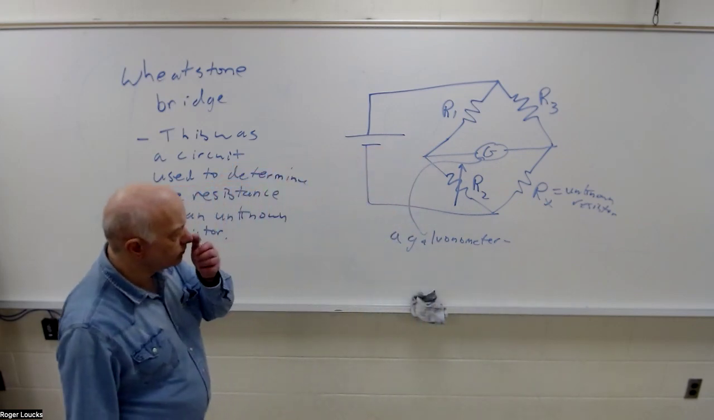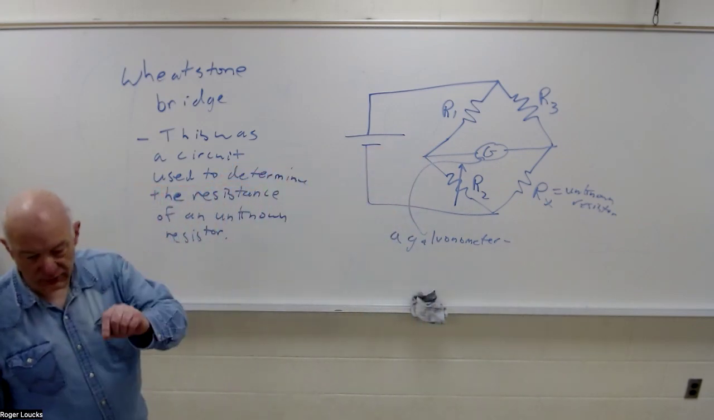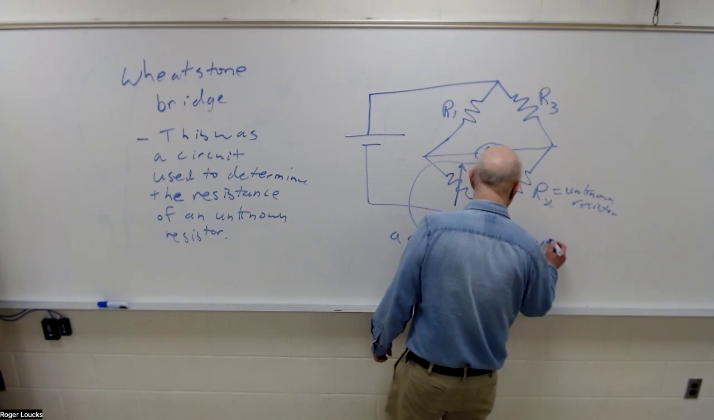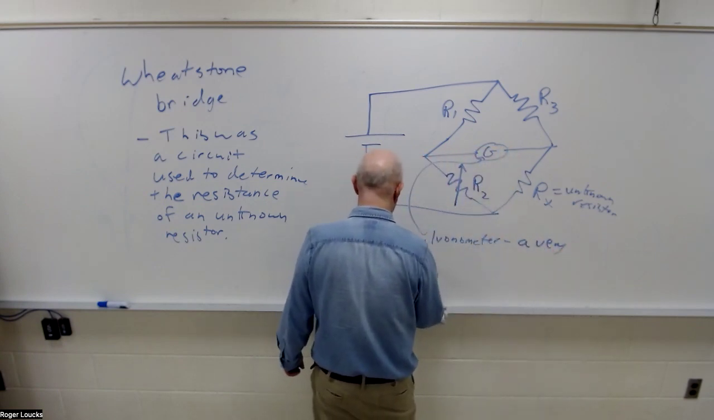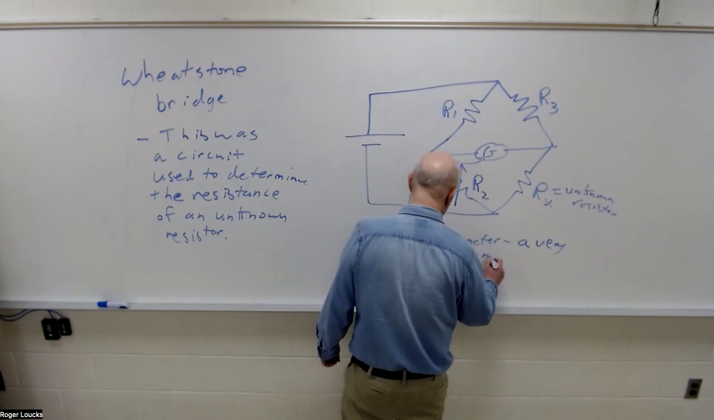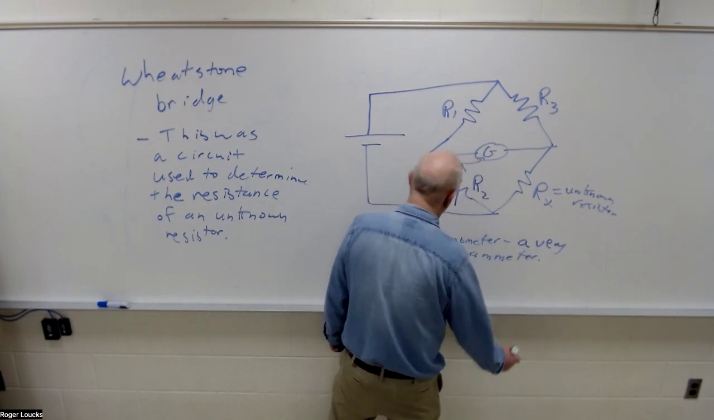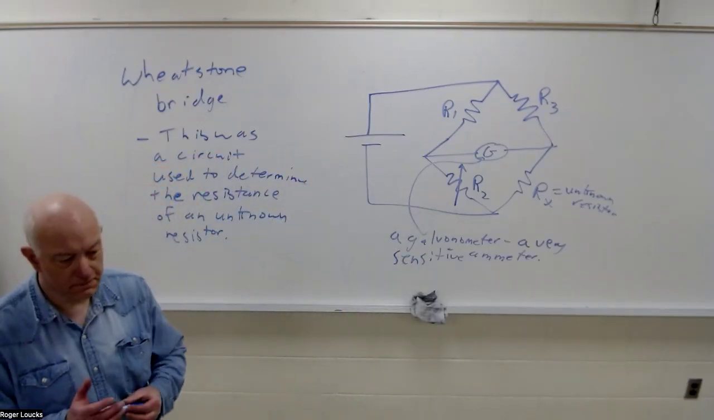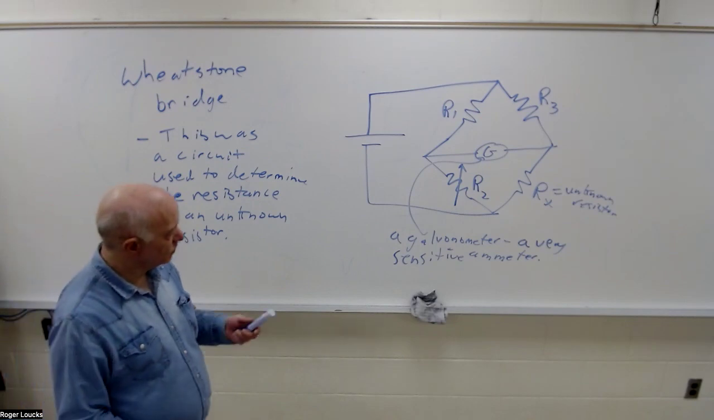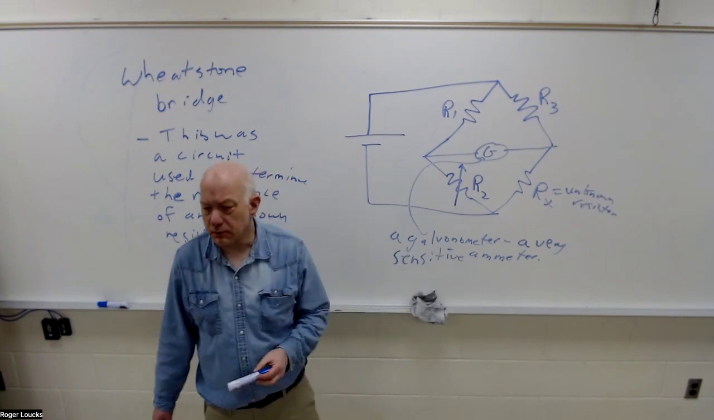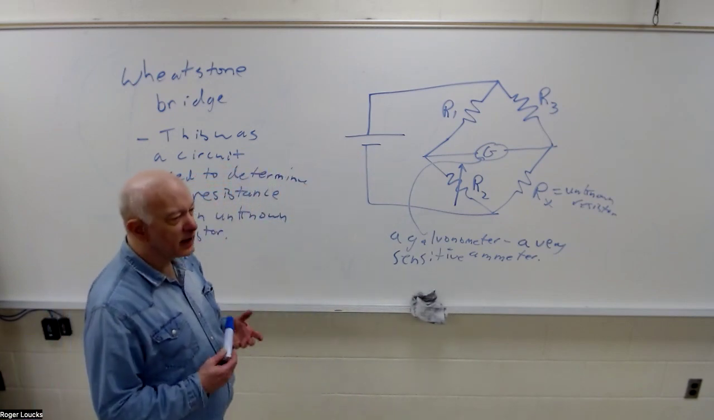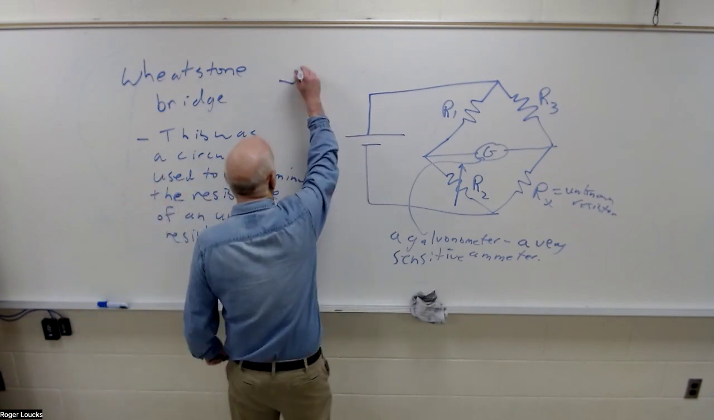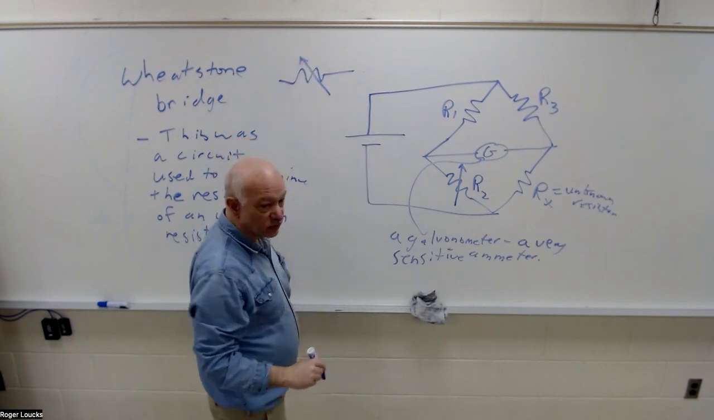Anyone know what a galvanometer is? It's a very sensitive ammeter. So it's just an ammeter, but very sensitive. And what does it mean if you put a line through something like this? I have a resistor, but then I drew this weird arrow through it. Any electrical thing with an arrow through it means it's variable. So that just means a variable resistor.